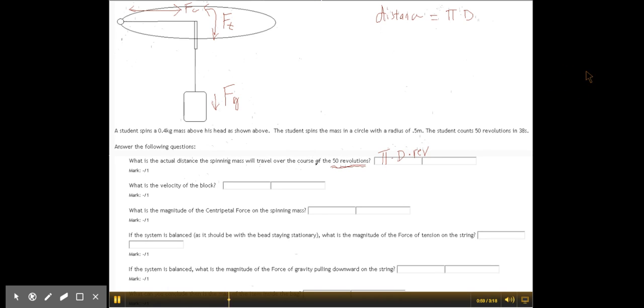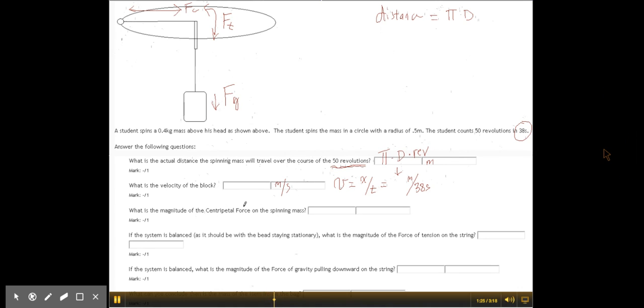Velocity of the block is always velocity equals distance over time. And the distance is going to be from this question here. And time is going to be 38 seconds in this case. I think they all might be 38 seconds, but that would be the big difference there. So this is meters, and then the velocity is meters per second.